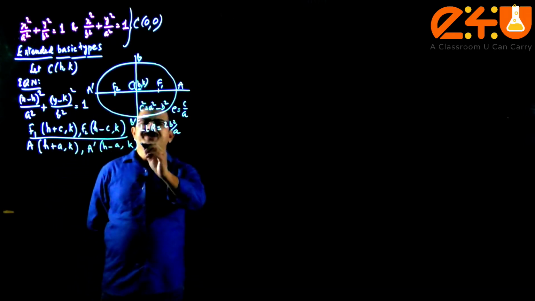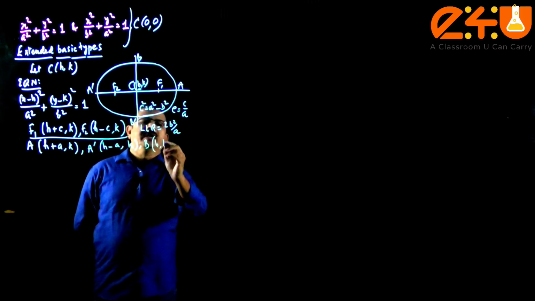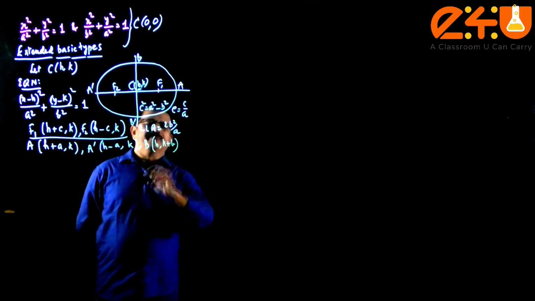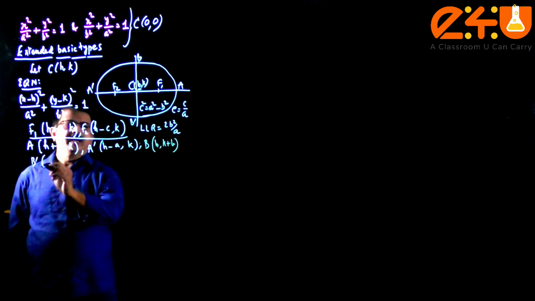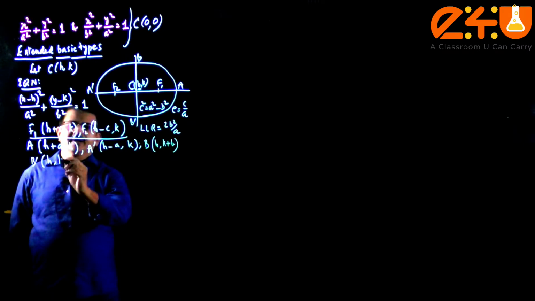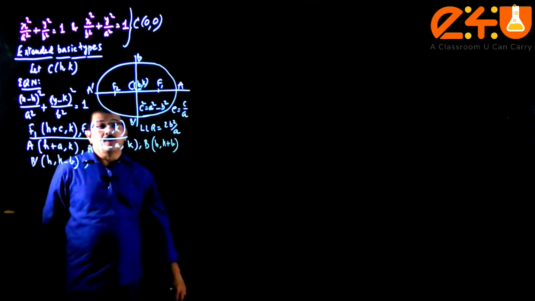What about the ends of minor axis? So it is h comma k plus b. And what about the b dash? H comma k minus b.